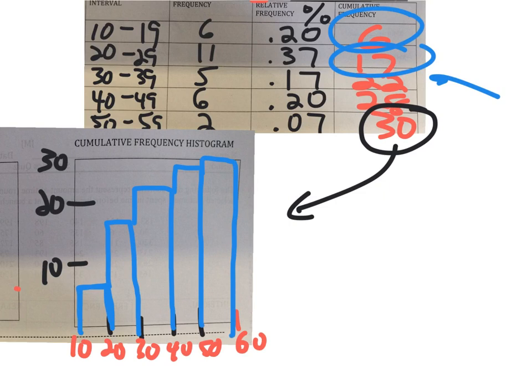And if you're doing these questions correctly, the cumulative frequency histogram always looks like a set of stairs, because by the time you get to this last interval, you want to have the total number of data values graphed. So in this case, we get all the way up to the top of 30.